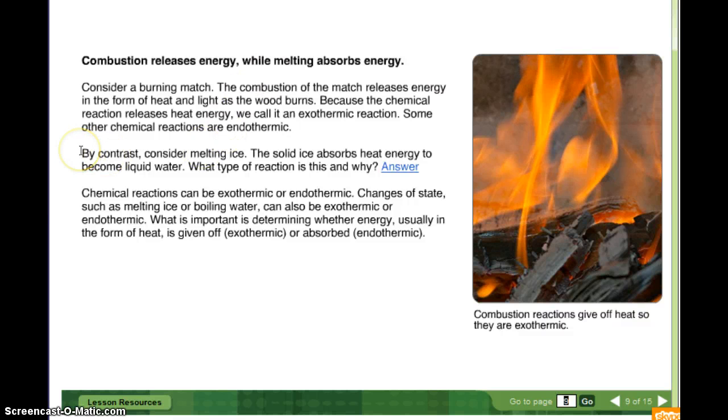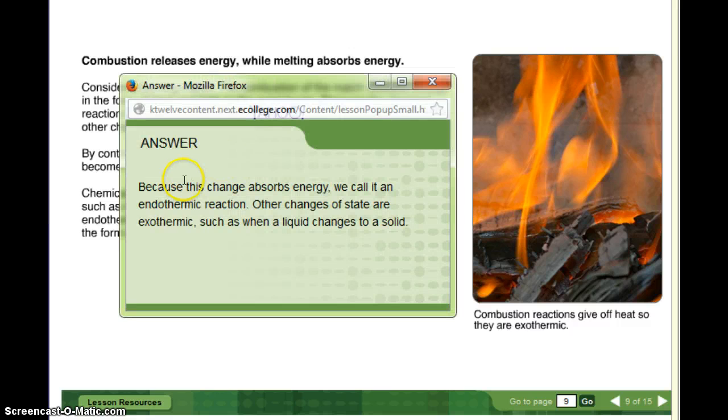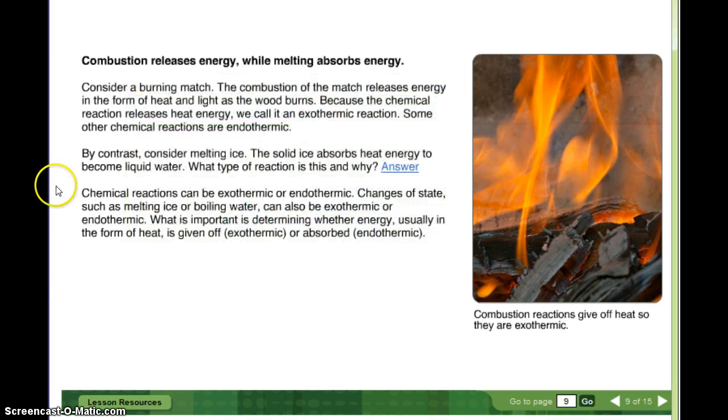So by contrast, consider melting ice. The solid ice absorbs heat energy to become liquid water. What type of reaction is this and why? And as we just said, because this change absorbs energy, we call it an endothermic reaction. Other changes of state are exothermic, such as when liquid changes to a solid. So basically they're saying that chemical and physical reactions can be exo or endothermic. And there's kind of an easier way to remember which ones the phase changes are.